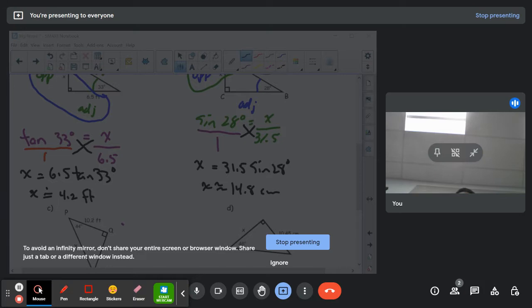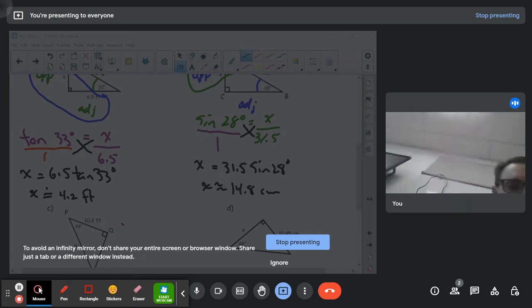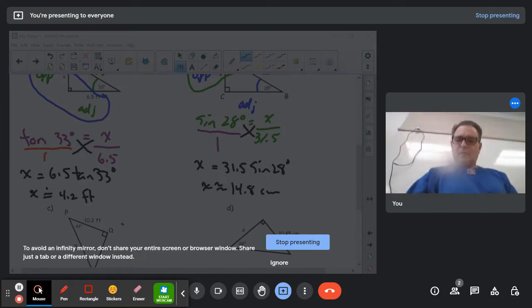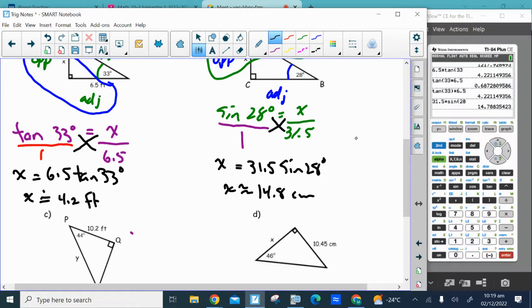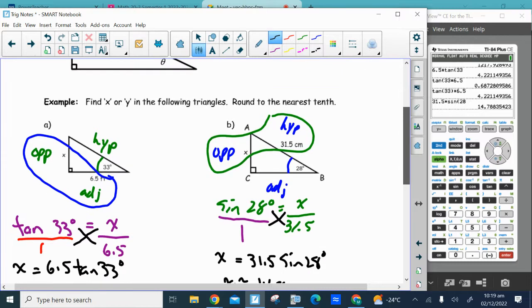That last example, you can imagine that that triangle represents the height of an object. Now, it probably wouldn't be in centimeters, it'd be in feet or meters probably. But you can imagine that that triangle represents, let's say, the height of a tree that you're trying to find.